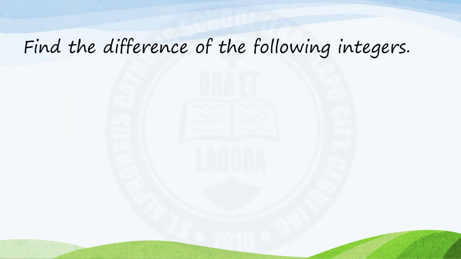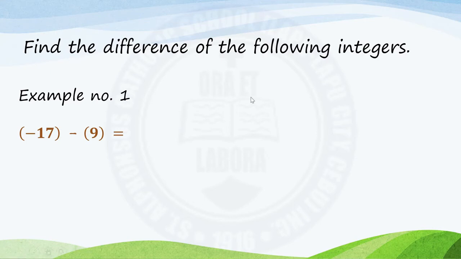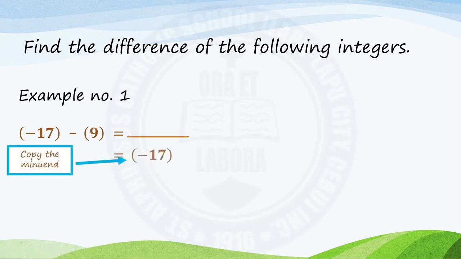Find the difference of the following integers. Example number 1. Negative 17 minus positive 9. In this problem, our minuend is negative 17. Our subtrahend is positive 9. Rule number 1. Copy the minuend, which is negative 17.